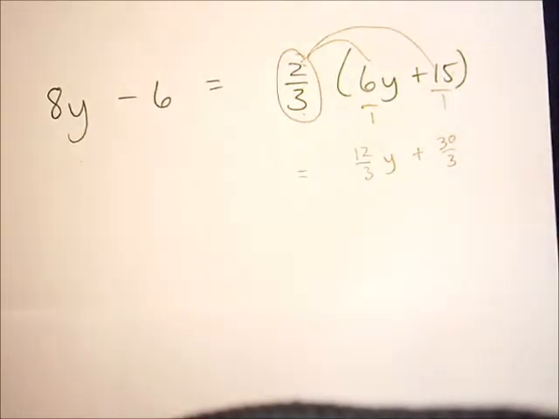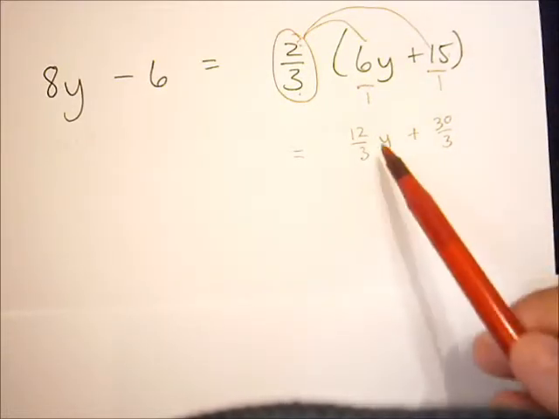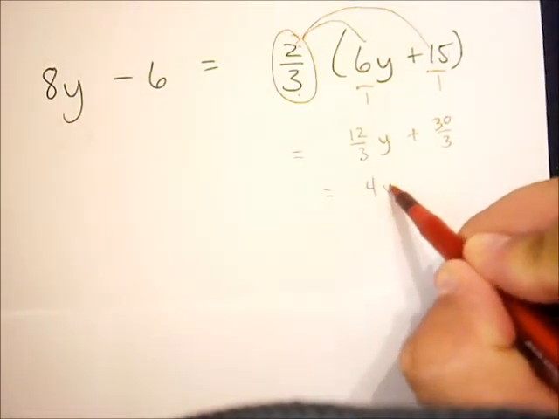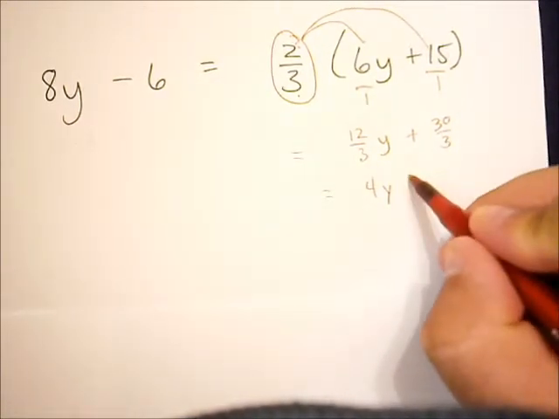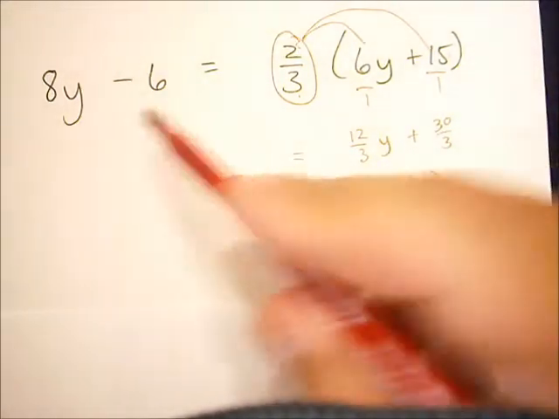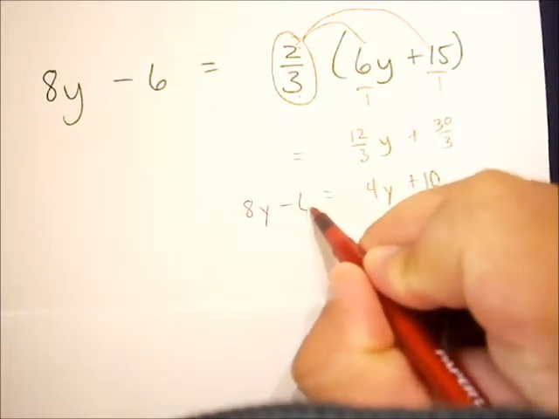Now, I don't like these fractions. In fact, they go in nicely, so let's go ahead and divide them and make them nice whole numbers. 12 divided by 3 is 4, and 30 divided by 3 is 10. Now it's something a little nicer, and I'm going to go ahead and drop down this side, 8y minus 6.